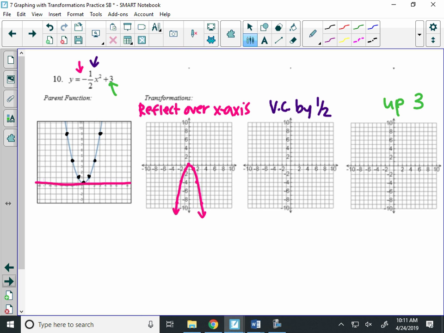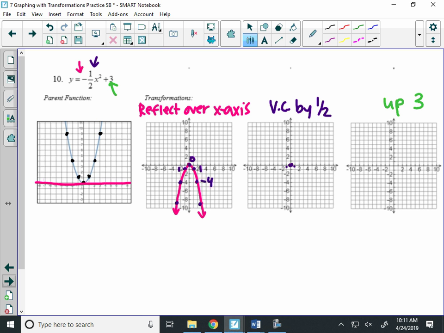So there's my reflected graph. Now when I vertically compress, I'm going to change the y values of this graph and make them half as big. So here the first y value is at 0. That doesn't change when I multiply it by half. But the next two underneath are at y equals negative 1. Half of negative 1 is negative 1/2. So my next dots are going to be at negative 1/2.